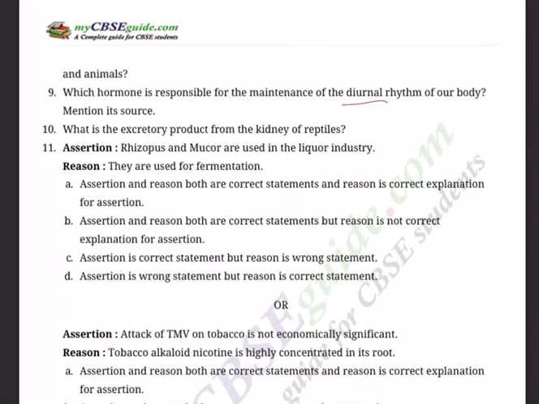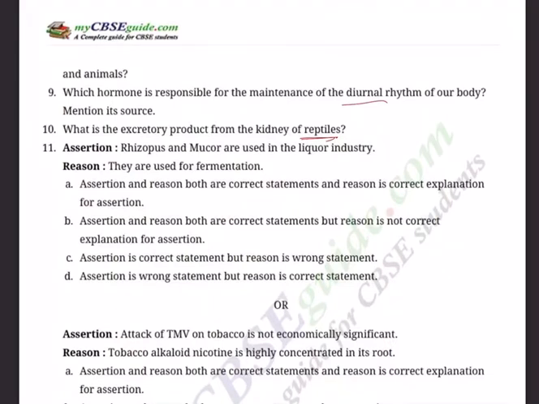Question number 9. Which hormone is responsible for the maintenance of diurnal rhythm in our body? And mention its source. Question 10. What is the excretory product from the kidney of reptiles? Remember, question is reptiles. And now assertion reasoning type questions.